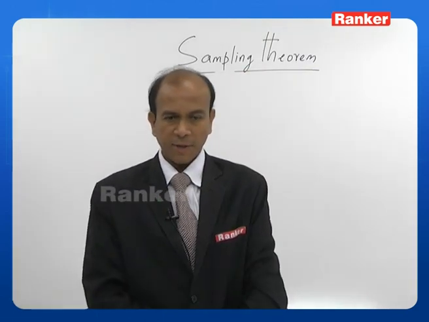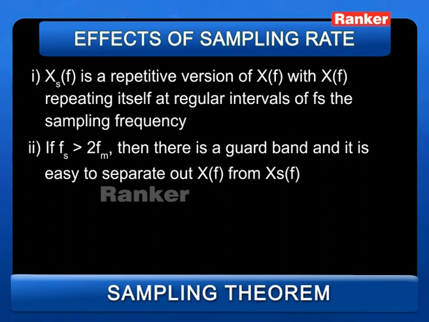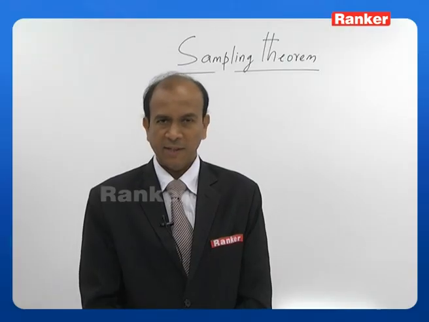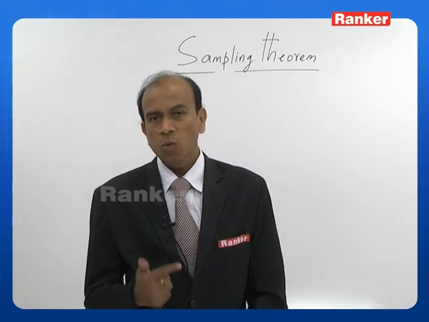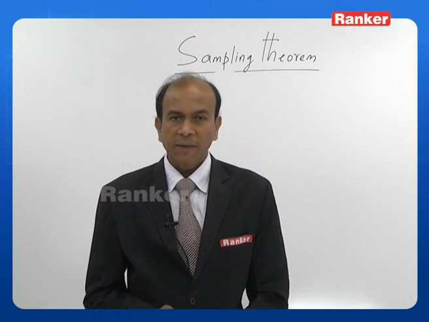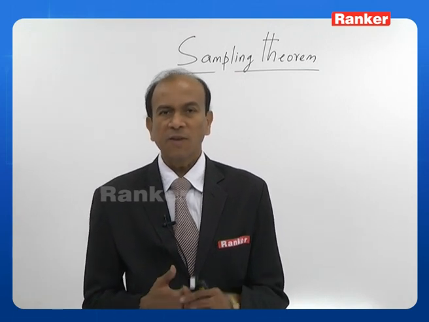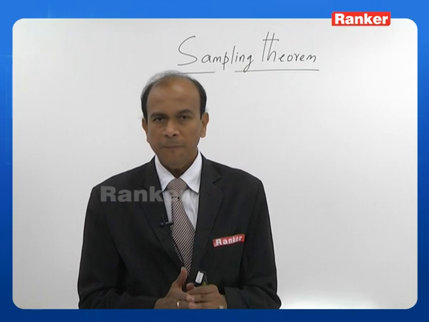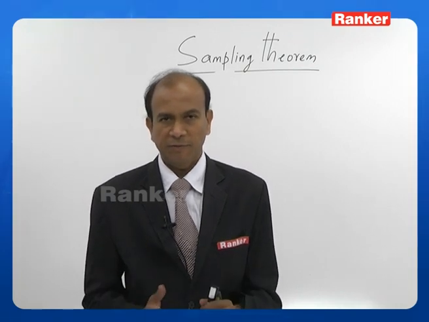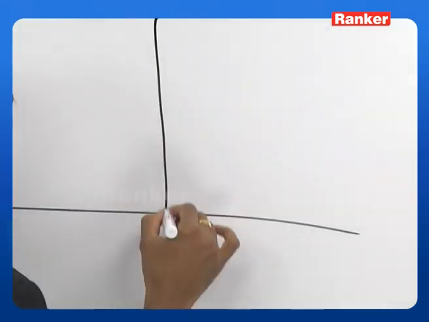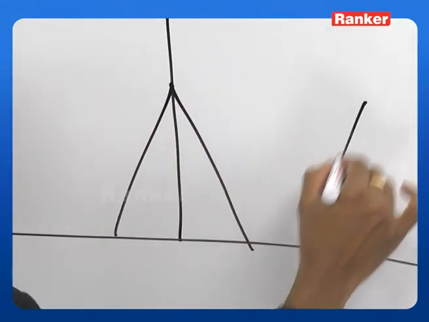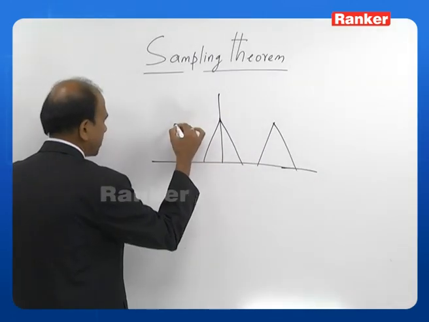Let us see the second point. If Fs is greater than 2Fm, then there is a guard band and it is easy to separate x of f from xs of f. So, we have seen this earlier also. If I make my sampling frequency greater than twice the maximum frequency, then there will be a guard band that exists, and it is easy for us to separate x of f from xs of f. So, let us just see this again once more. What happens here is, let us say this is the one and this is the one here, and again let us just put it here one more.